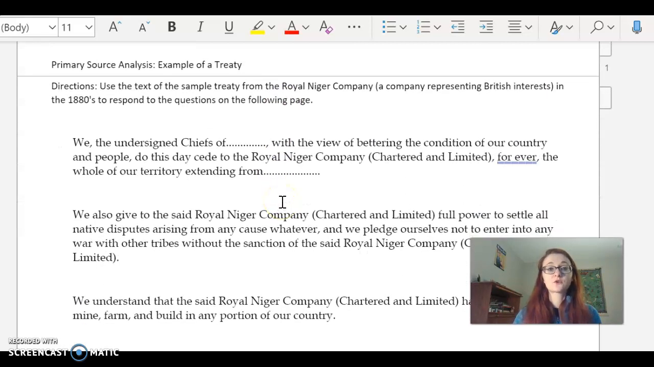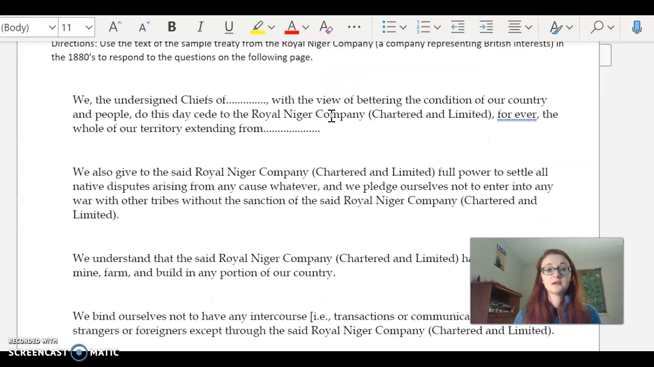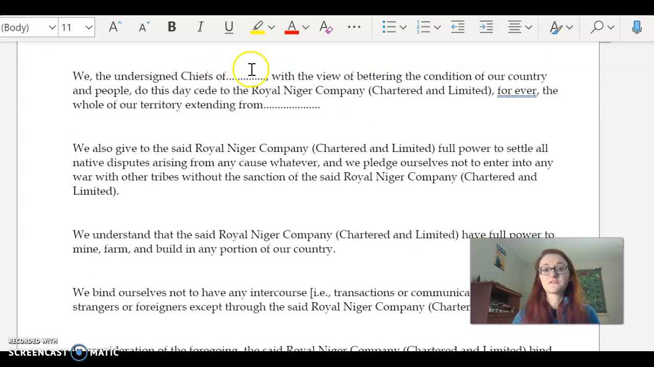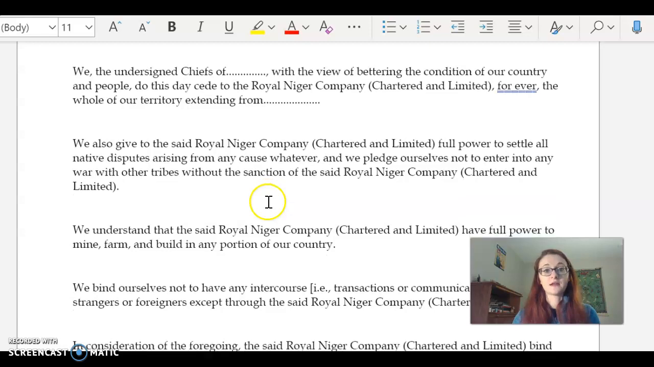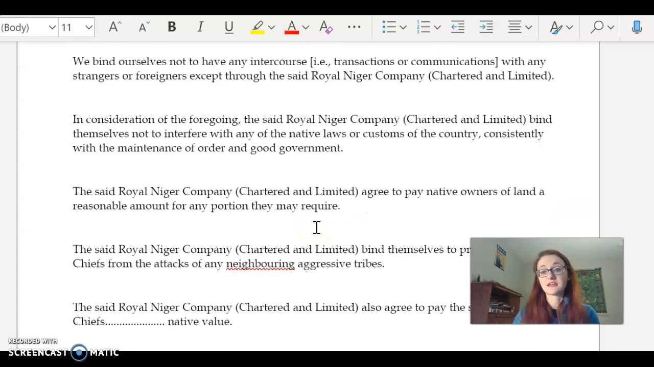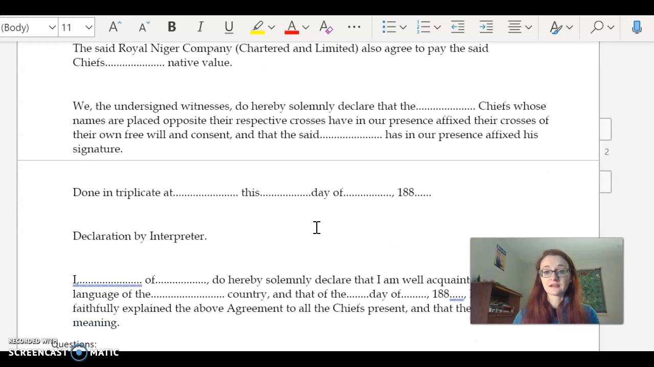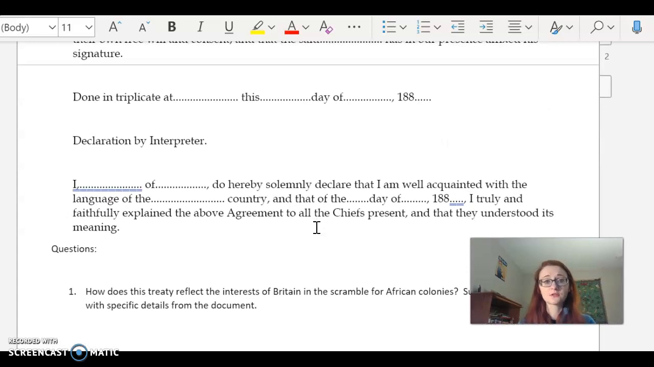So if you scroll all the way down on the assignment, you have primary source analysis, example of a treaty. This is a pretty fill in the blank that they would get Africans to actually sign. So it says, we, the undersigned chiefs of the, would be whatever tribe they were talking to. They would put their name in. And it basically is talking about how they get the rights to land. Take a look at it. I would like to, on Friday, kind of talk about some of these things, both the maps that we've done, as well as this primary source.